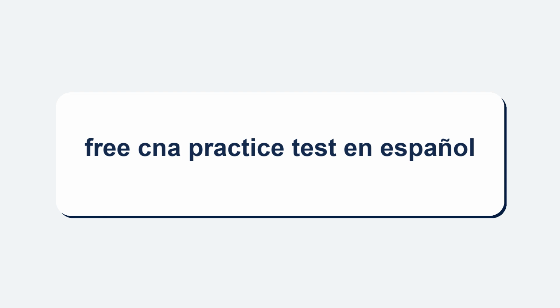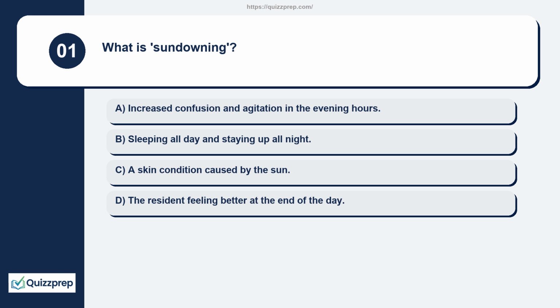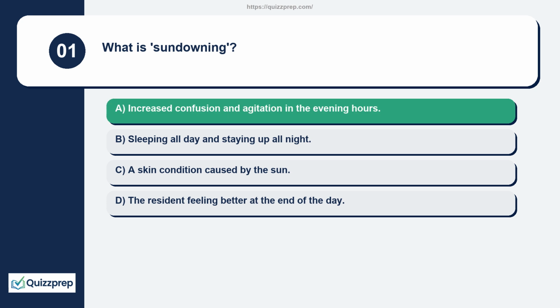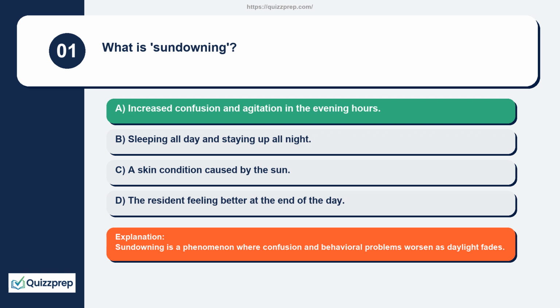Free CNA practice test en español. Question 1. What is sundowning? Increased confusion and agitation in the evening hours, sleeping all day and staying up all night, a skin condition caused by the sun, the resident feeling better at the end of the day. Sundowning is a phenomenon where confusion and behavioral problems worsen as daylight fades.